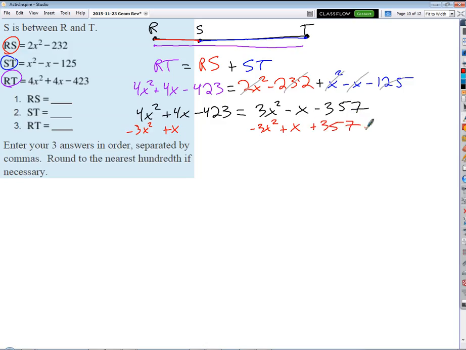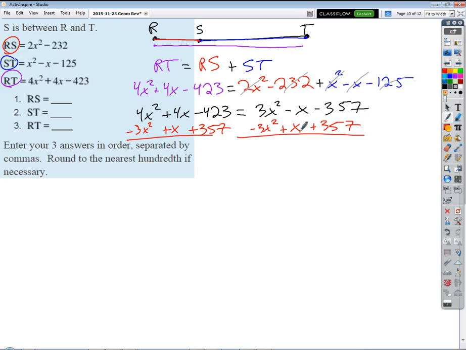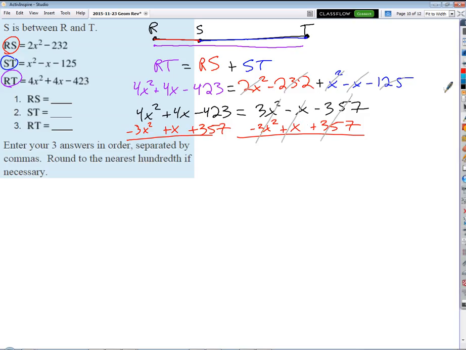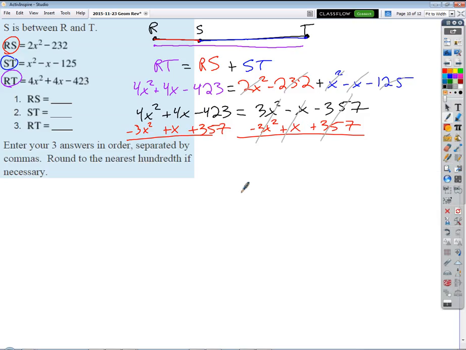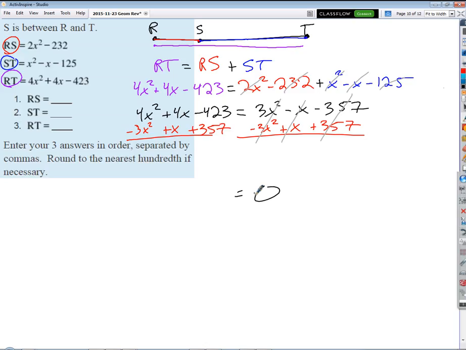Good. We gotta treat both sides equally. And so, what do we get? Well, those guys all cancel, right? And so, on this side, we get 0. How about over here? 4x squared minus 3x squared, just 1x squared.